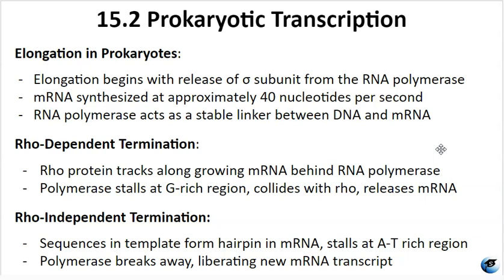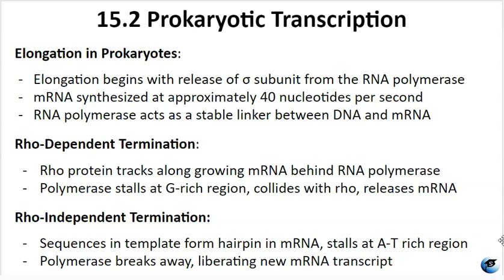When a gene is transcribed, termination signals guide the dissociation of the polymerase from the DNA template and release the newly formed mRNA. These are the 2 types of termination signals, rho-dependent and rho-independent. In rho-dependent termination, you have the rho protein that tracks behind the polymerase, and then near the end of the gene, the polymerase stalls at a G-rich region, and it allows the rho to collide with it, releasing the mRNA. So it just kind of gets kicked off by the rho protein.